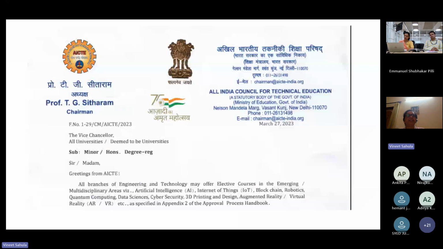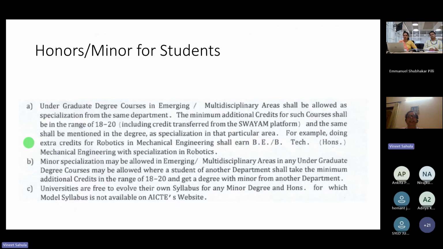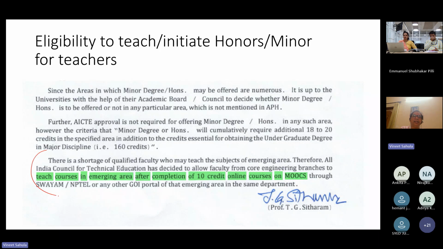This is the letter from Professor Sitaraman Sahab, which says that all of the engineering branches can offer elective courses in emerging areas. They have defined emerging areas: artificial intelligence, IoT, blockchain, robotics, quantum, cybersecurity, 3D printing, AR, VR, VLSI design, and so on. They say that the UG students can take some extra subjects, 3 to 5, and then go ahead. What he describes for faculty is this.